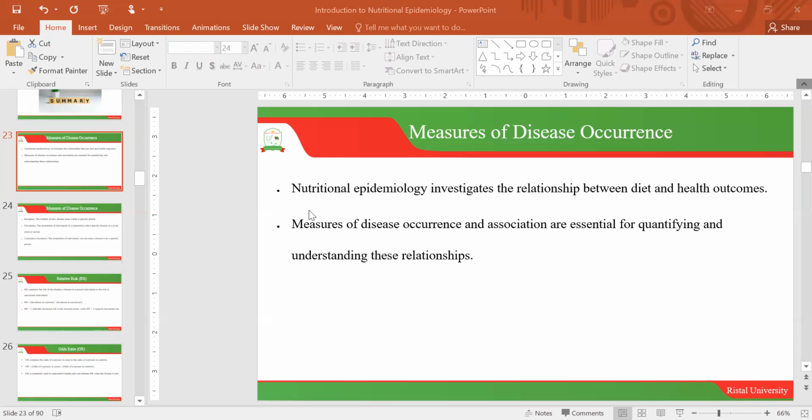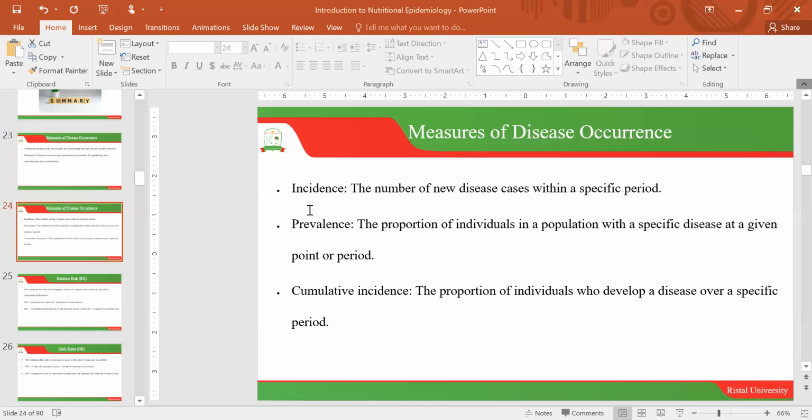We want to understand how diet influences health outcomes. So to do that, we need to first be aware of the basics of measures of disease occurrence and then measures of association. So let's start. The measures of disease occurrence are basically about describing how diseases are occurring in a particular population.